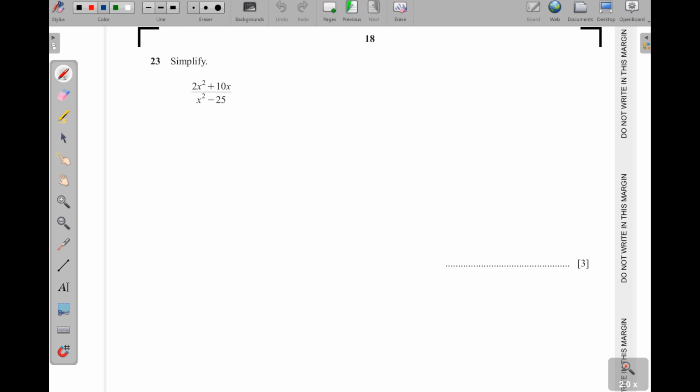Question 23, simplify. So here we are looking at factorization. You factorize up here and also down. Now here what is common is 2x. That means here we shall remain with x, then plus 5 here. Down, this is a difference of two squares, x squared minus 5 squared. And we know that a squared minus b squared is the same as a plus b, then a minus b.